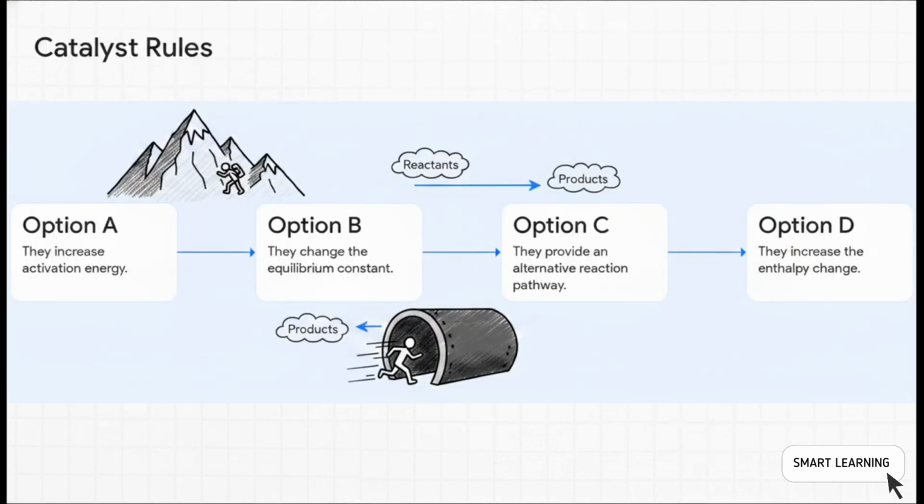Think of a catalyst like a tunnel going through a huge mountain. Normally, if reactants want to become products, they have to hike all the way up and over the peak. That huge physical effort is the activation energy. Now, a catalyst doesn't lower the mountain itself, and it doesn't change your starting point or your destination. Instead, it just provides a completely different, lower energy alternative pathway. It's the tunnel. This means products can form much faster without the catalyst itself ever being consumed in the process. And that points us directly to option C.